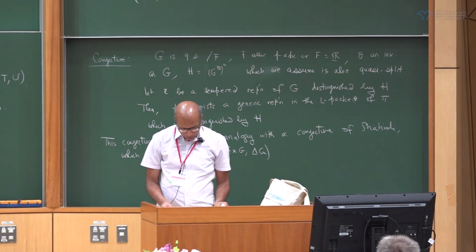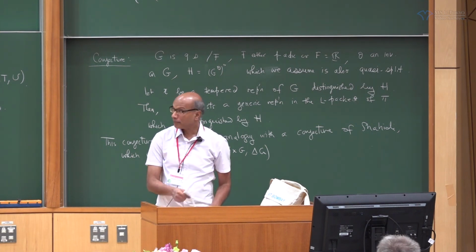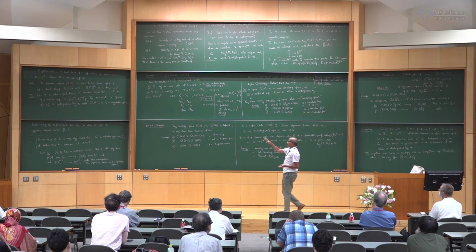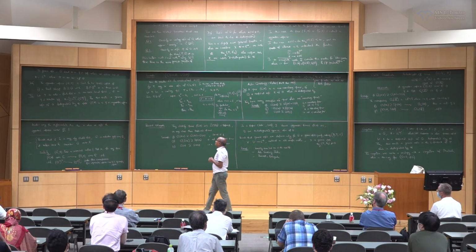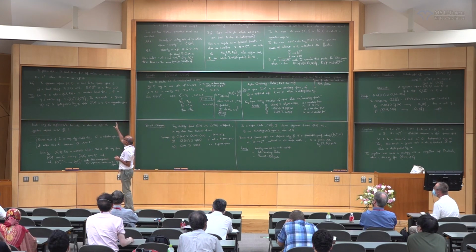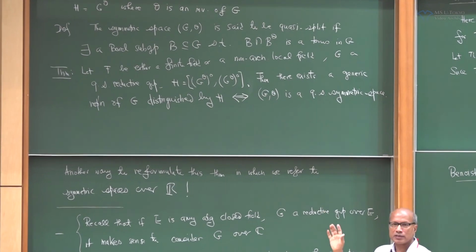Okay, so now I finally want to make a few comments about the proof of this theorem, which tries to understand generic representations of G distinguished by H.